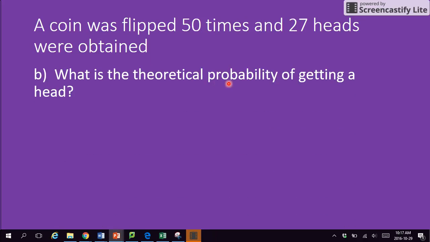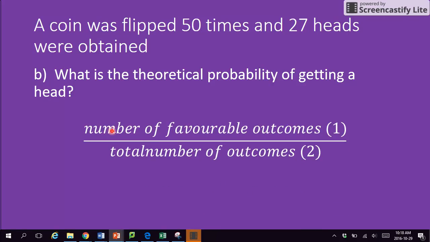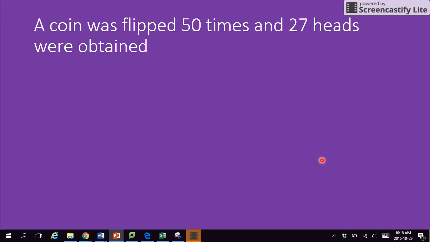What is the theoretical probability of getting a head? Now, you need to make sure that you know what the theoretical probability is. Make sure you've written it down in your rules. So it's the number of favorable outcomes. When you're flipping a coin, you either get a head or a tail. We wanted a head. So out of a head and a tail, that's one. We wanted one option. The total number of outcomes, it could be a head or a tail, so that's 2. So that's 1 over 2, which is a half.